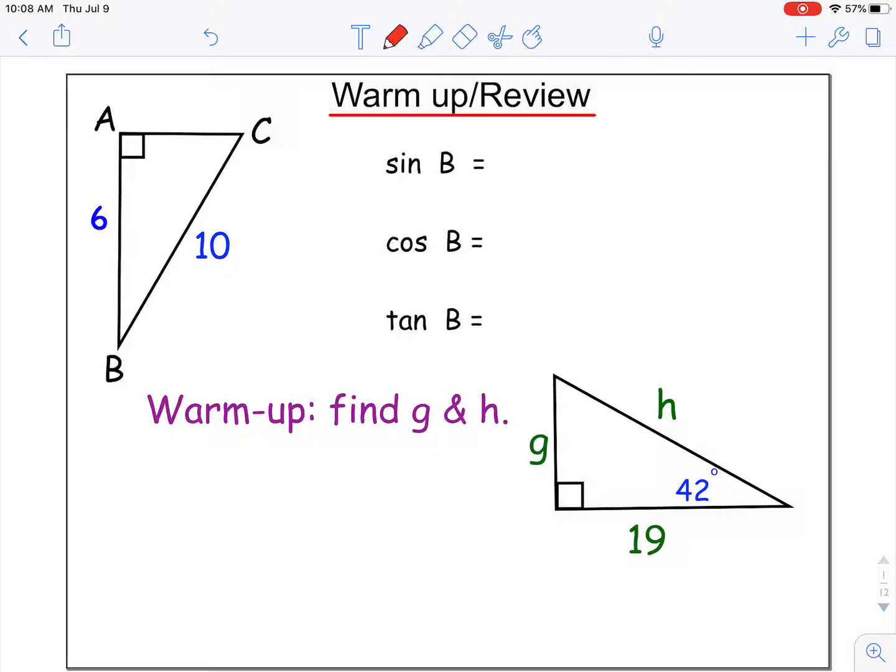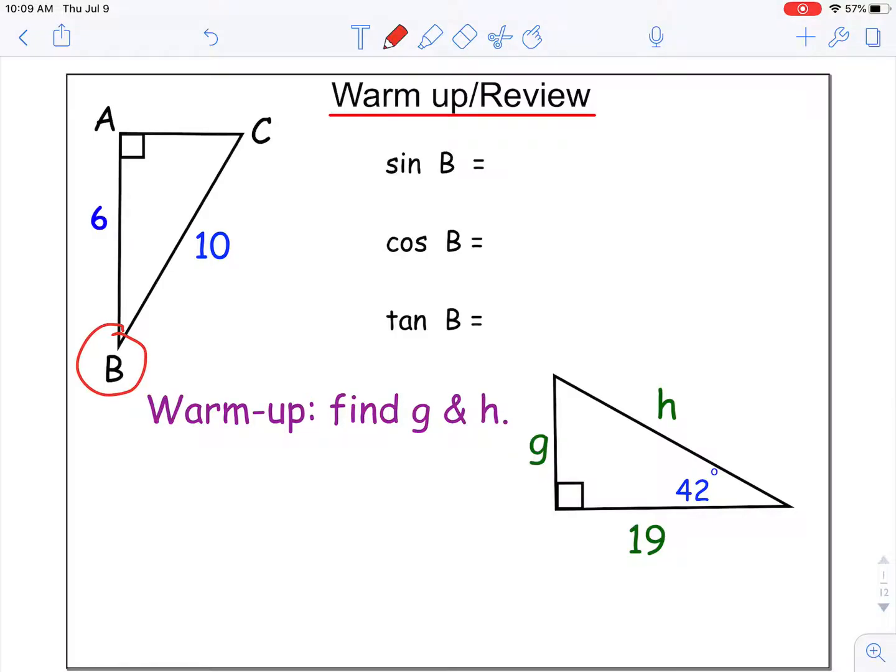Section 7.7, we are going to solve right triangles. Before we begin, let's review some of the ideas from 7.5 and 7.6 right triangle trigonometry. So see if you can do these problems where you are writing the ratio for the sine of B and finding some missing side lengths in a right triangle based on those ratios.